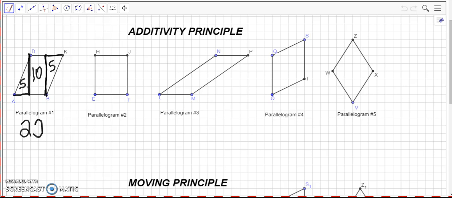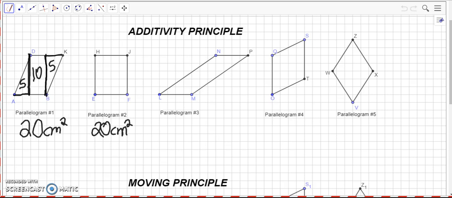which means that this is 20 square centimeters using the additivity. Two triangles and a rectangle. Parallelogram 2 is actually a rectangle, so I don't really need to do anything using the additivity principle because it's already in its simplest form of finding the area.